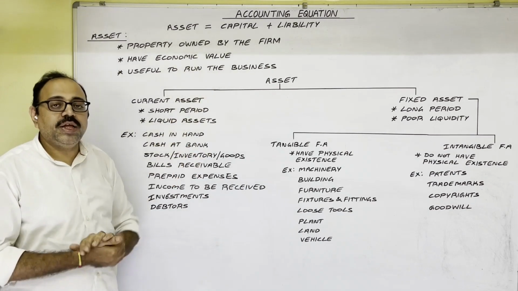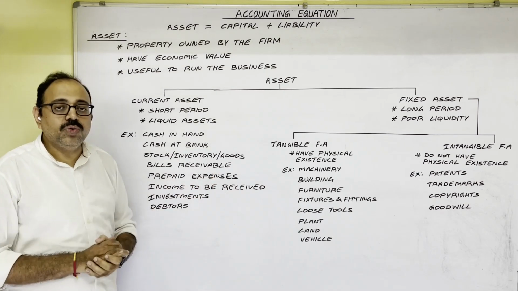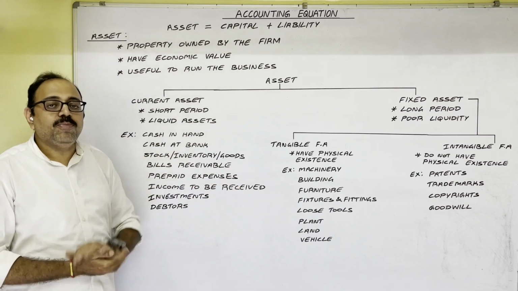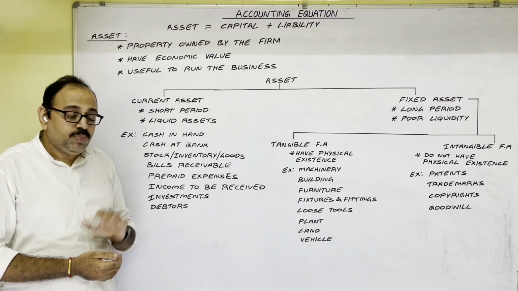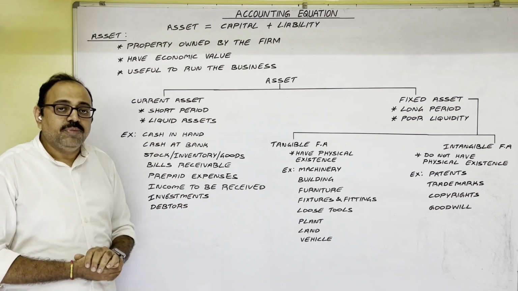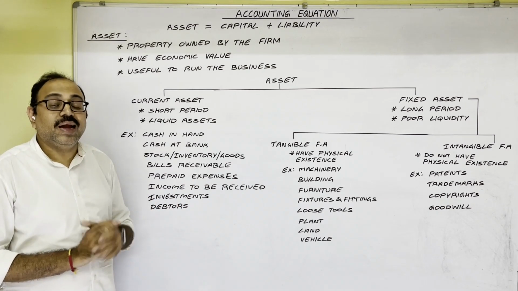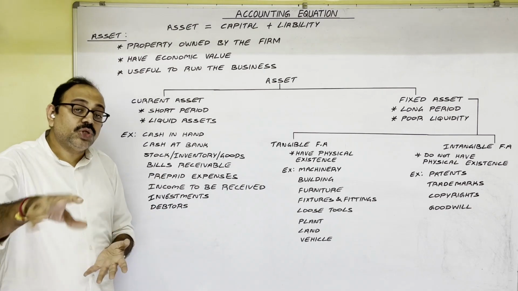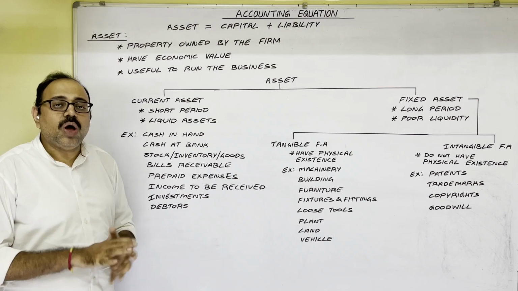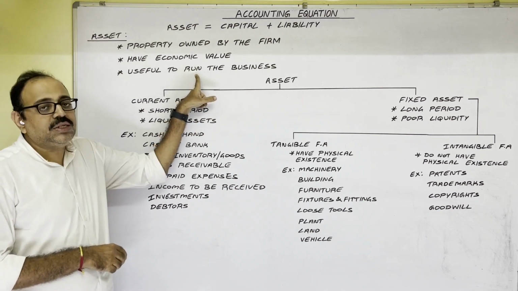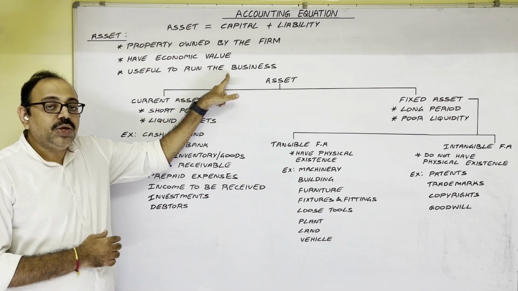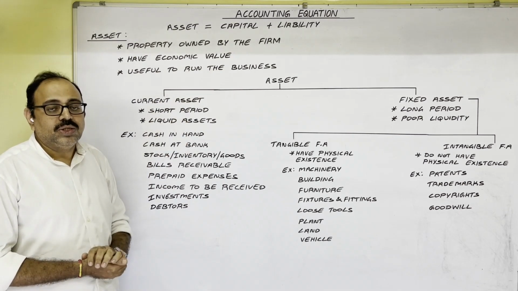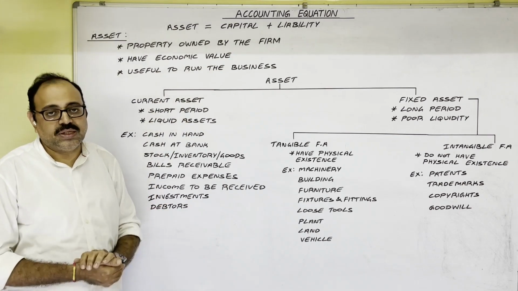So buying raw material, manufacturing of goods, recruiting the employees, labor, providing training to them, meeting day-to-day expenses, advertisement, selling the products to consumers, delivering the goods to their houses. So all these are business activities. To execute them, we use all these assets. So assets are useful to run the business.